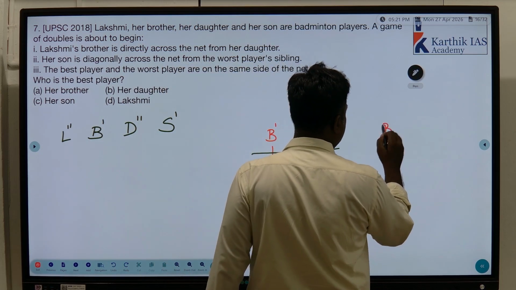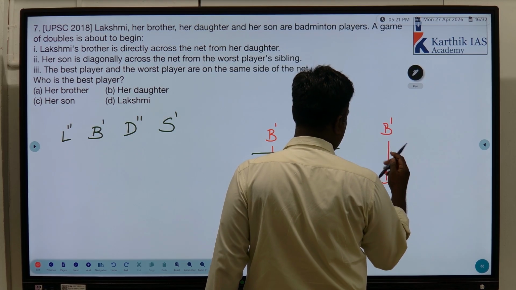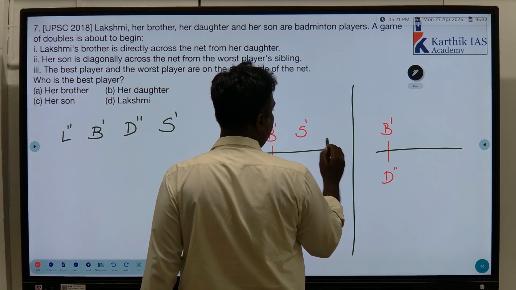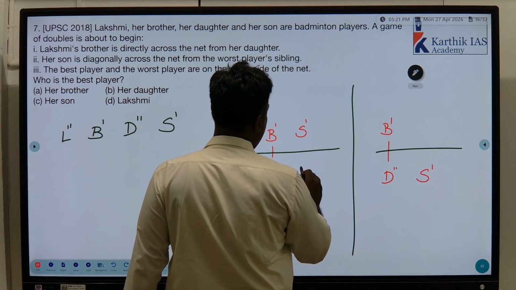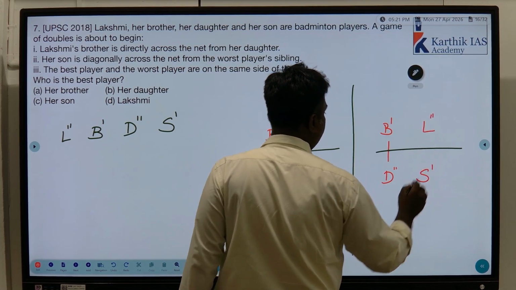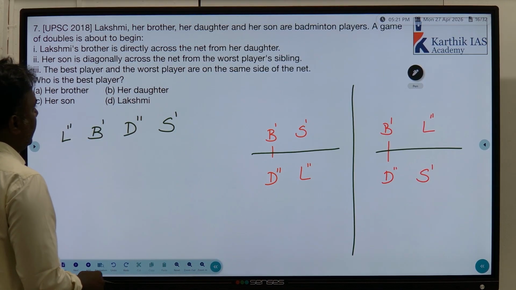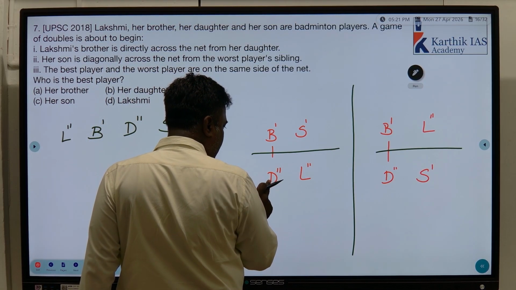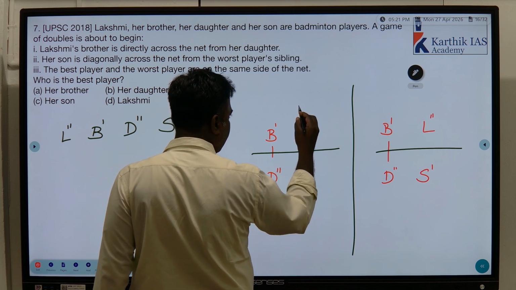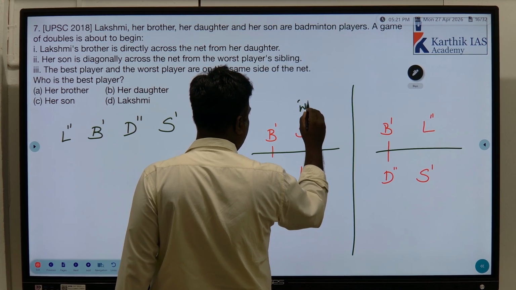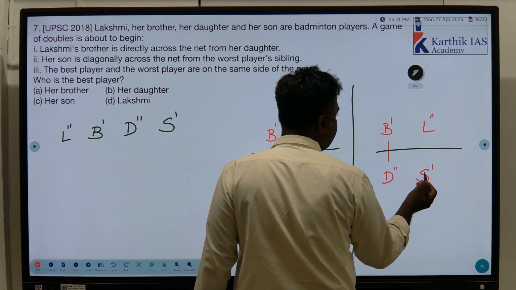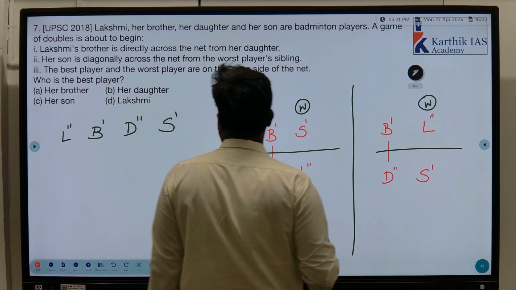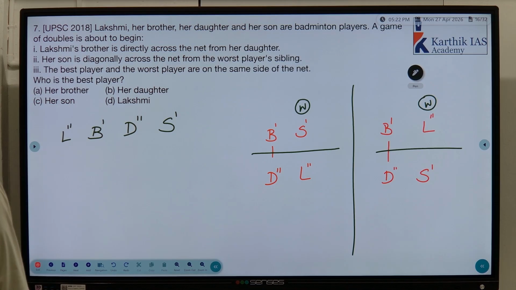So we'll take 2 diagrams. Clear? Among these 2 diagrams, son may play here, son may play here. Then Lakshmi will play here. Son is diagonally across worst player sibling. So here daughter is worst player sibling means then worst player is son. Here son is diagonally across the brother. Now worst player may be son or Lakshmi, that we don't know.